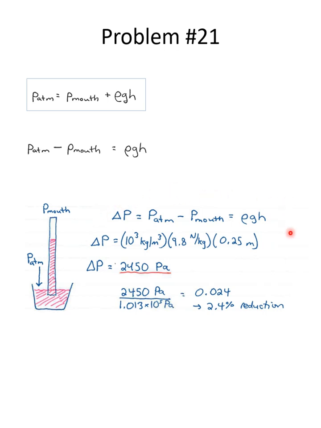So we can plug in those values. We can say delta P is the density of the water, 10 to the third kilograms per cubic meter, times 9.8 times 0.25 meters, and we get a difference of 2450 pascals. Now, we can also answer the question in terms of by what percentage of the atmospheric pressure. So let's take that 2450 pascals that she has reduced the pressure in her mouth, divide by atmospheric pressure, 1.013 times 10 to the fifth pascals, and we get about a 2.4% reduction in pressure.